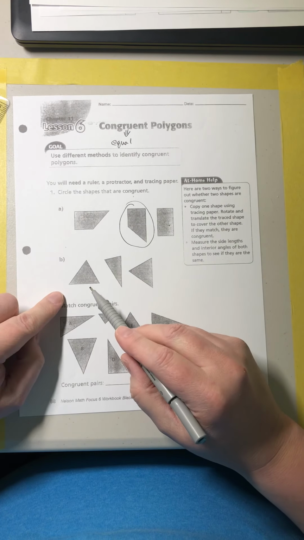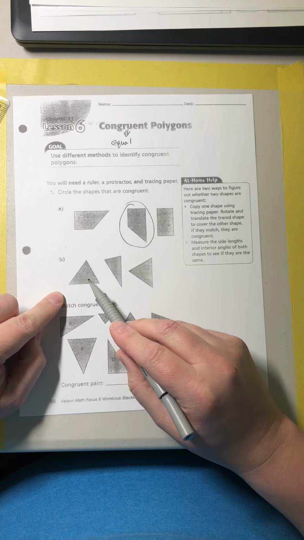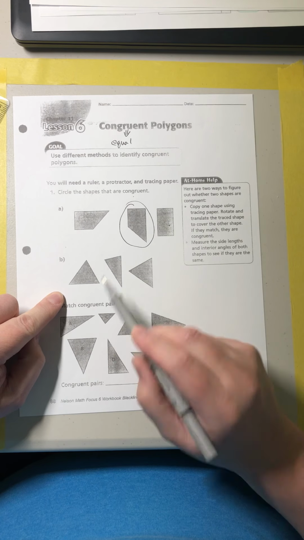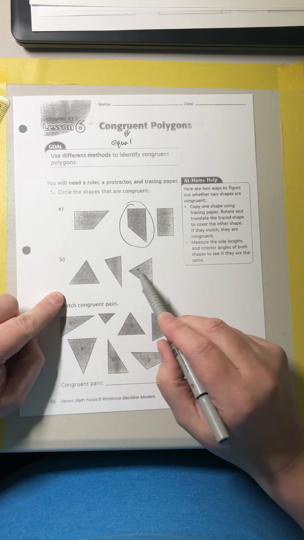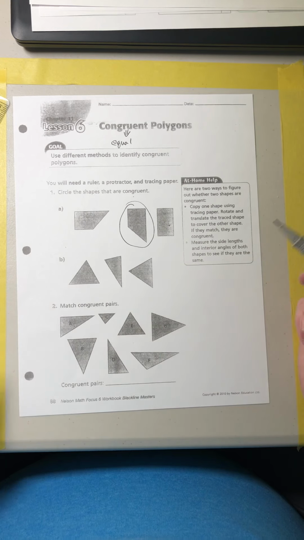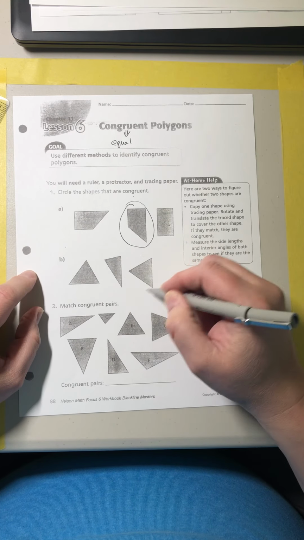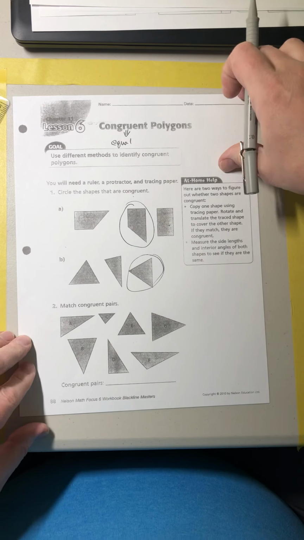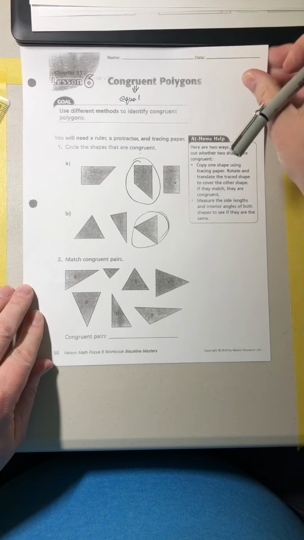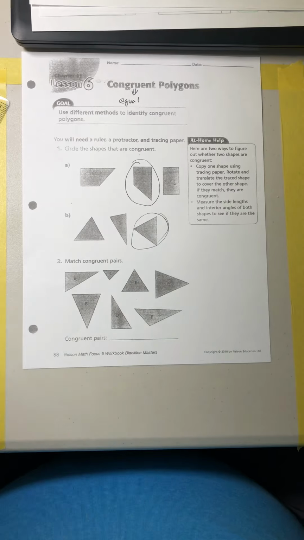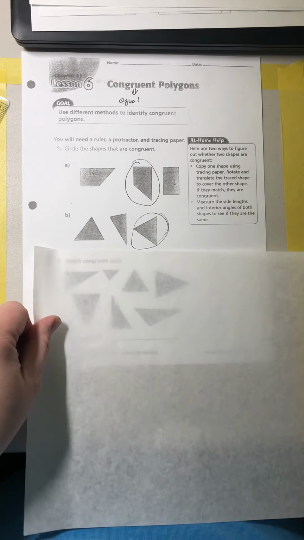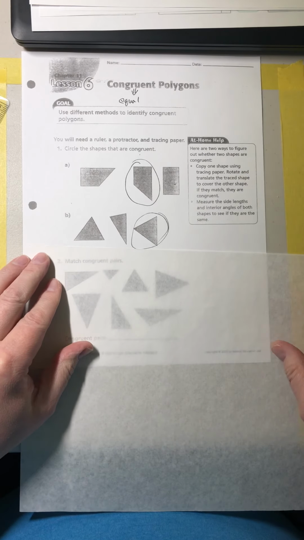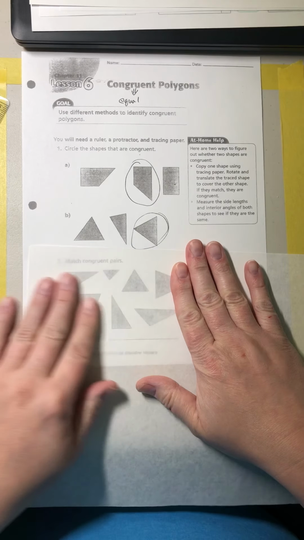Let's take a quick glance at this one. Okay, does this look like this shape? Or does this look like that shape? Quick glance tells me that this is the right one. Now, they're saying, let's match the congruent pairs. So what we're gonna do, if you have tracing paper, you are really lucky, but if you don't, worry about this page, okay?